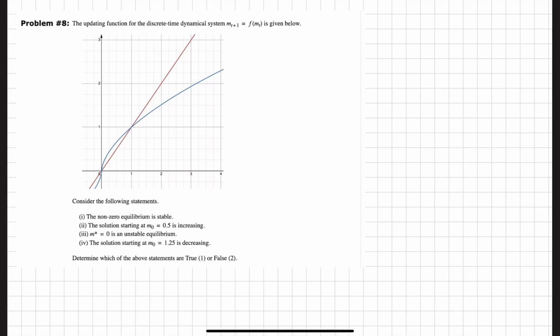In this video, we're going to go over this question where you're given a graph of an updating function and a diagonal, and you're told to consider the following statements. And so what we're going to do is use the cobwebbing method to figure out if these equilibriums are stable or not, and if the solutions are increasing or decreasing.